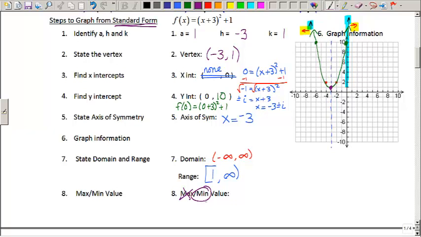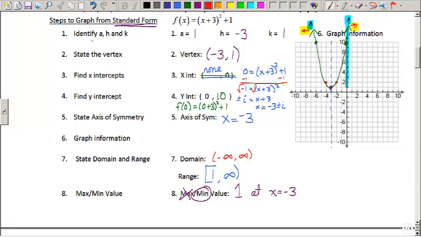What is the min value? Well, the minimum value you can have is the y value, which is 1. So my min value is 1. Then sometimes they ask, where does that min value occur? Well, the min value of 1 occurs at x equals negative 3. And this is all the information that you'll be asked for on any type of problem that you'll see in this section, given the equation is given in standard form.